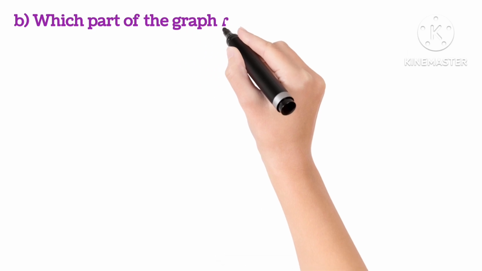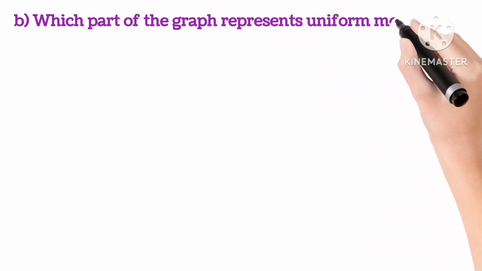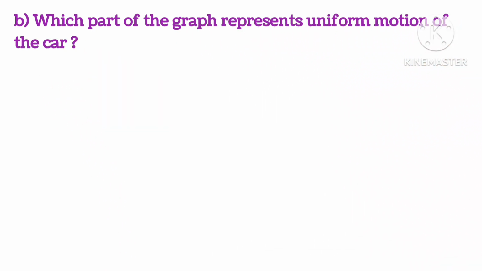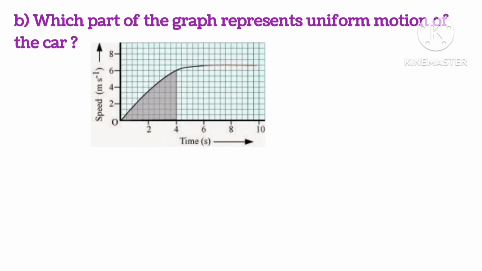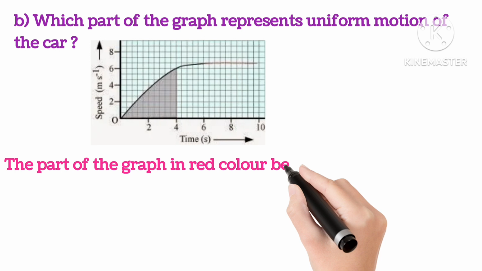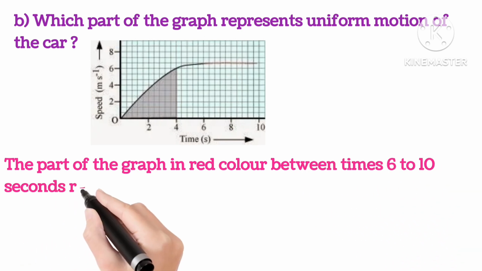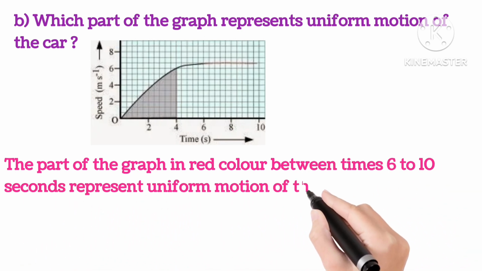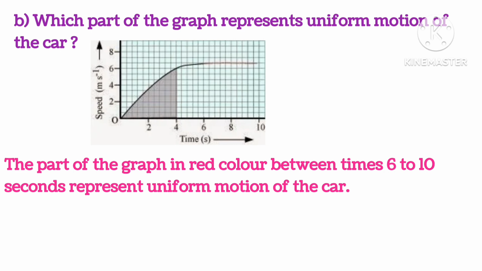B, which part of the graph represents uniform motion of the car? As shown in the figure, the part of the graph in red color between time 6 to 10 seconds represents uniform motion of the car. You can see here.